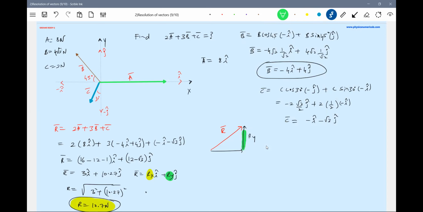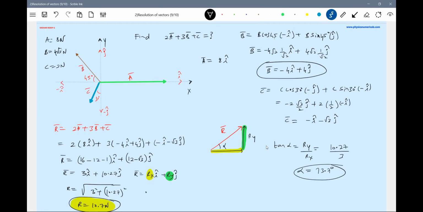So Ry is this, Rx is here. This is the final angle alpha. So tan alpha equals Ry by Rx. The Ry value we know, 10.27 by 3. Solving this using a calculator, we finally end up with 73.7 degrees.